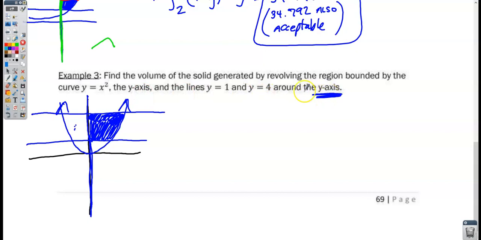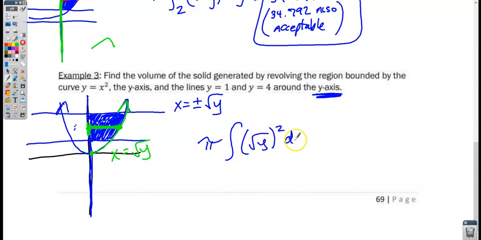So we're only going to use one of those regions. But in order to go around the y-axis, I need to solve this equation for x. So I take the square root of both sides, and I get x equals plus or minus the square root of y. But this is the plus side of the curve. This is x equals positive square root of y. So that's what we're going to use, the distance between the y-axis and the graph x equals square root of y. And so our integral is going to look like pi times the integral of square root of y, quantity squared, with respect to y, from one end of the region to the other, bottom to top, since we're going around the y-axis. 1 and 4 are our limits of integration.